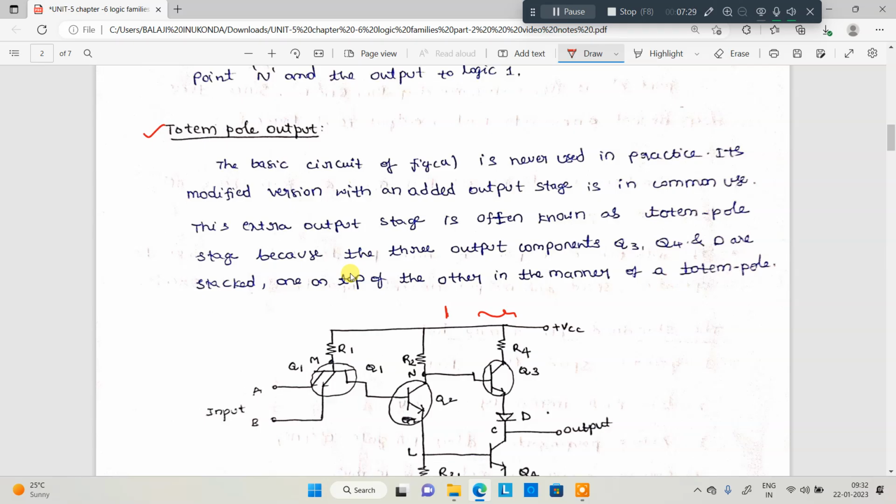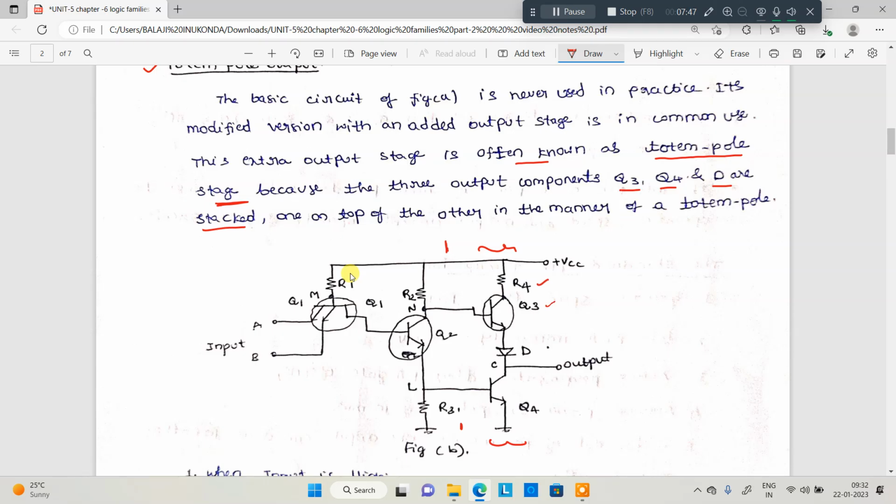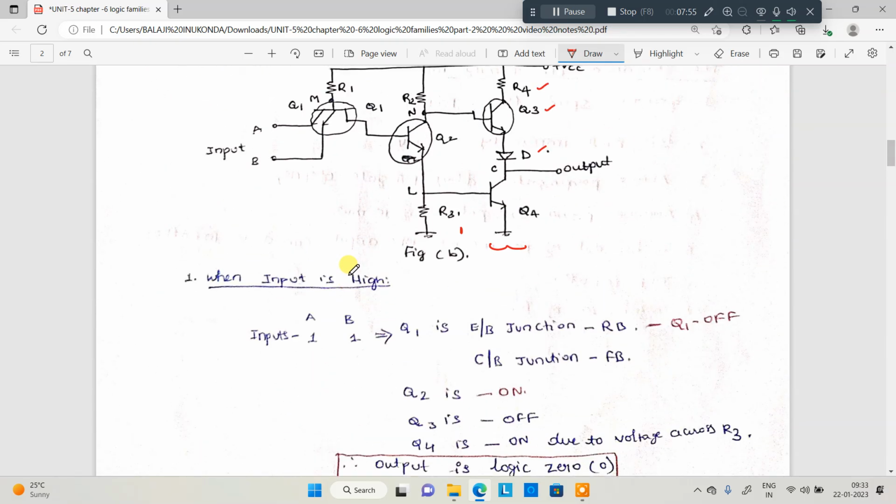It is a modified version with one more stage added, commonly used. Why is this extra output stage known as a totem pole stage? Because the output components Q3, Q4 and D are stacked. So see here, R4, Q3, D and Q4, all these are stacked, one on top of another, in the manner of a totem pole. Okay, let us discuss the working.